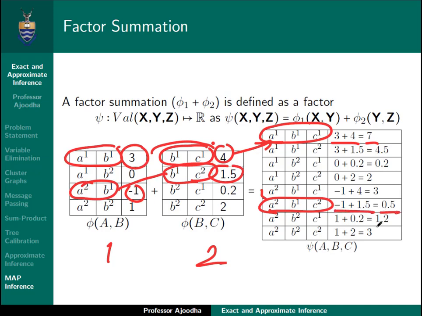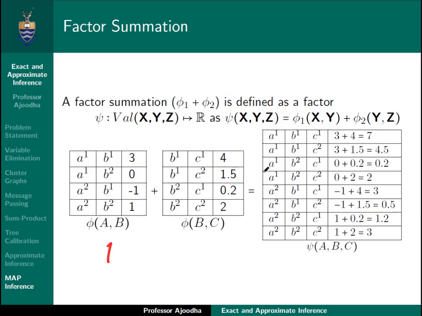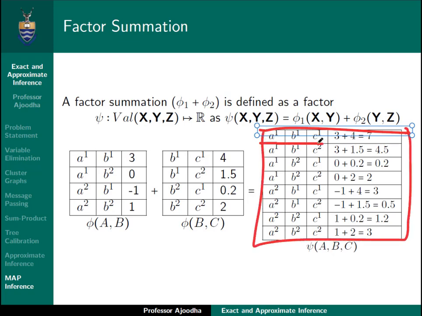A good easy way to do this is to simply draw the resulting table as a combination of all of the inputs, and then go through them one by one. So for example, if you're calculating this row, then it'll be A1, B2, C1. A1, B2 is this one, and B2, C1 is this one, and so there you know what to sum. It's 0 plus 0.2.